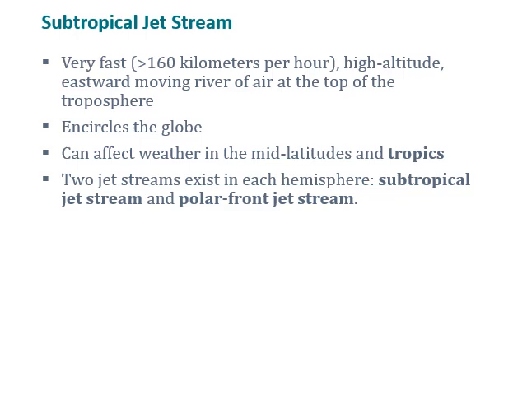Now, on to the subtropical jet stream. This is a very fast, greater than 160 kilometers per hour, high altitude, eastward moving river of air at the top of the troposphere. It encircles the globe and can affect weather in the mid-latitudes and tropics. Two jet streams exist in each hemisphere, the subtropical jet stream and the polar front jet stream.